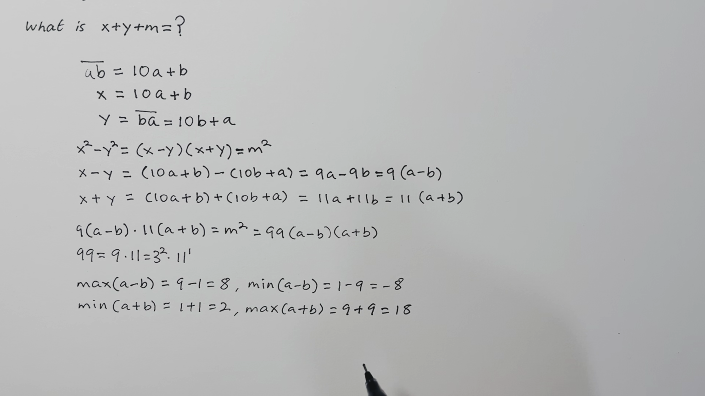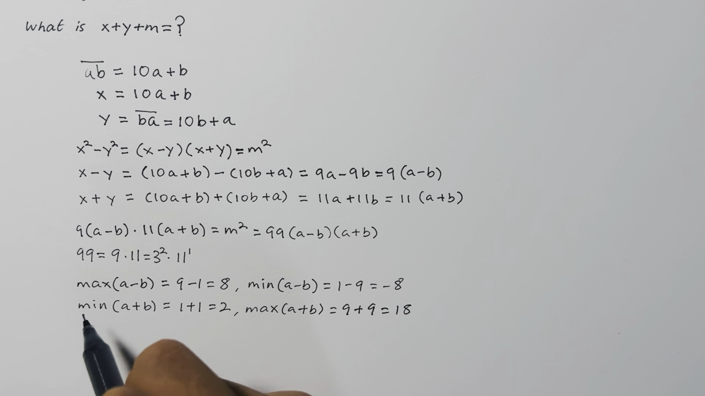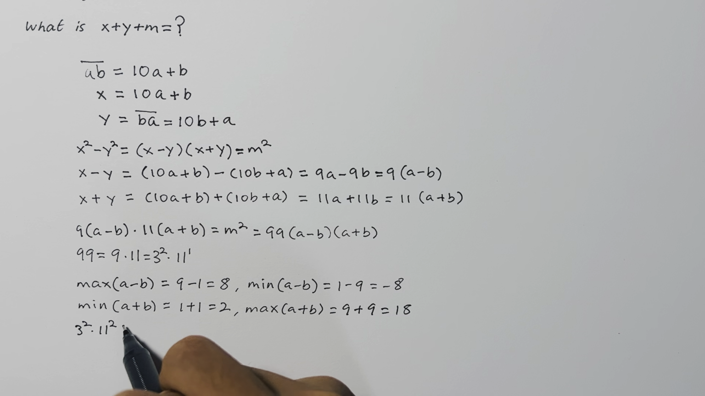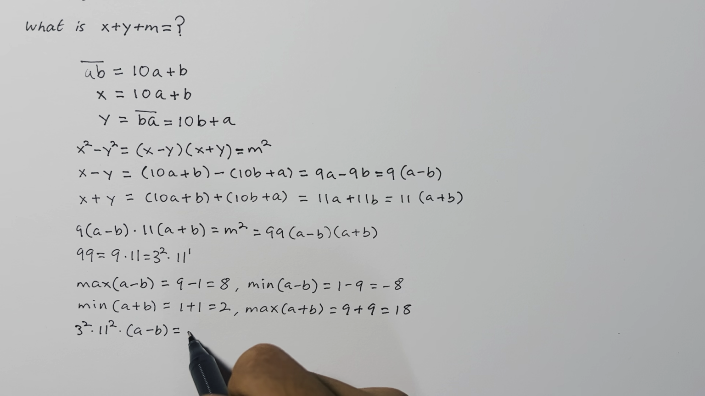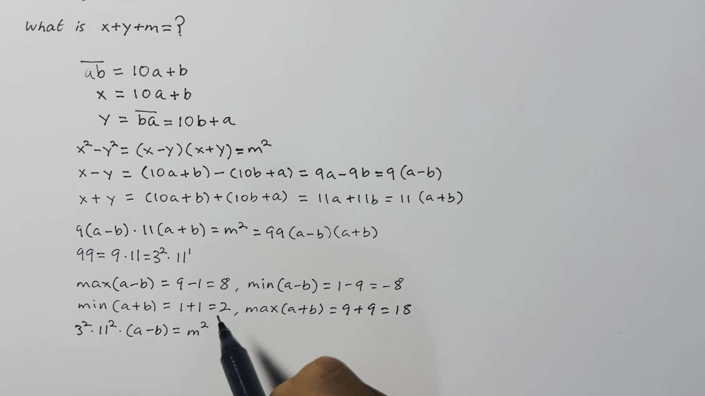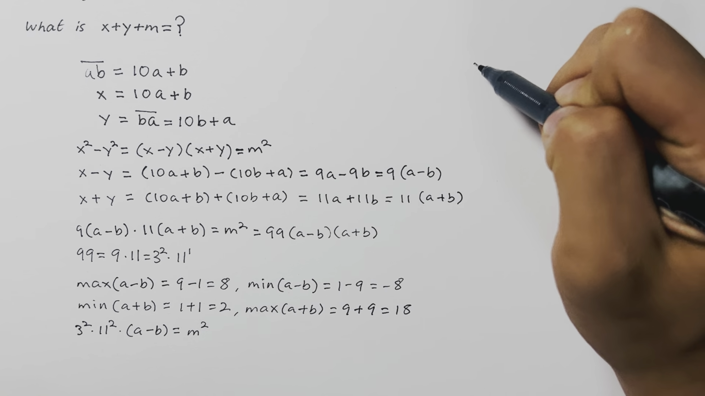Now, our equation becomes 99 times a minus b times 11 equals to m squared. So we have 3 squared times 11 squared times a minus b equals to m squared. For this to be a perfect square, the remaining term a minus b must also be a perfect square. So let's list the possible perfect squares in the range of a minus b, which is 1 to 8. The only options are 1 and 4. So here we have two cases.